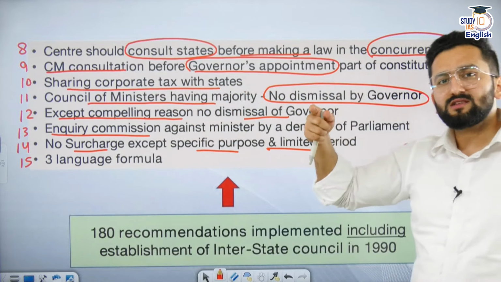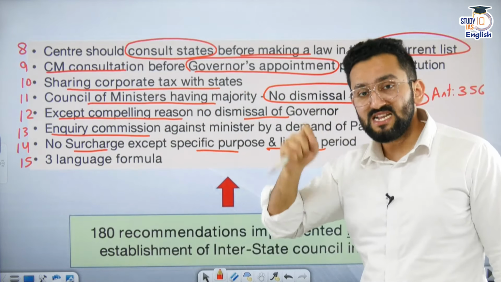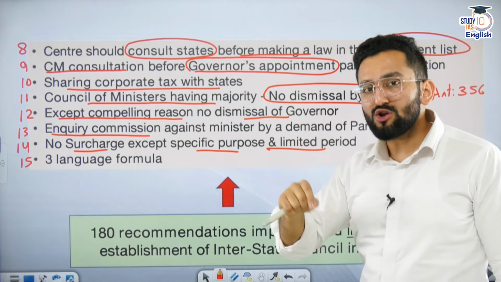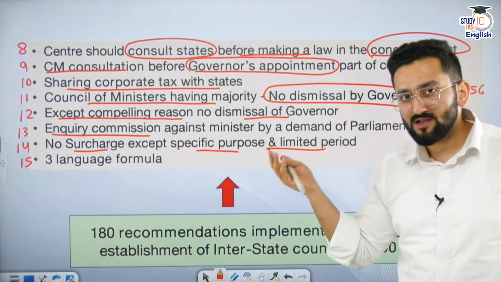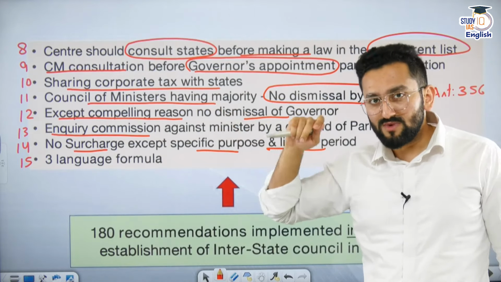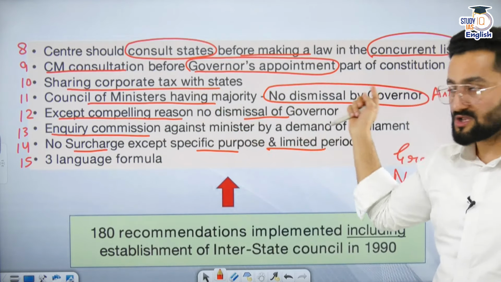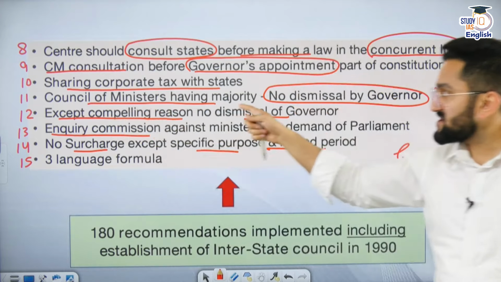So in this regard, we already discussed in the previous video. The 80th Constitutional Amendment Act was made, so that a scheme of sharing taxes was made at par with income tax with respect to corporate tax and custom duties. I discussed this. Council of Ministers having majority.